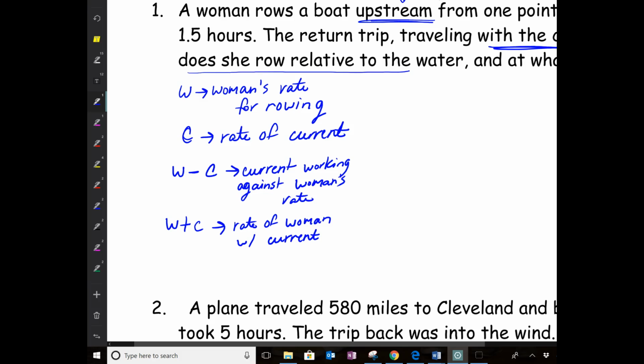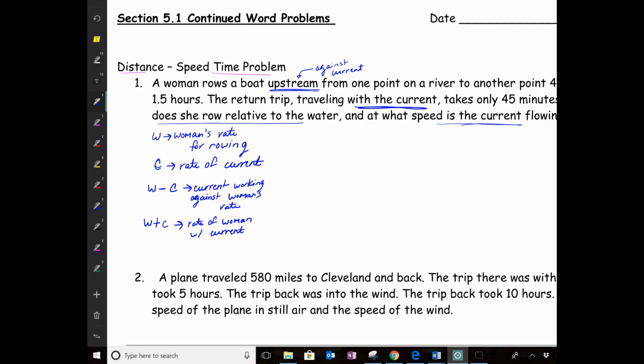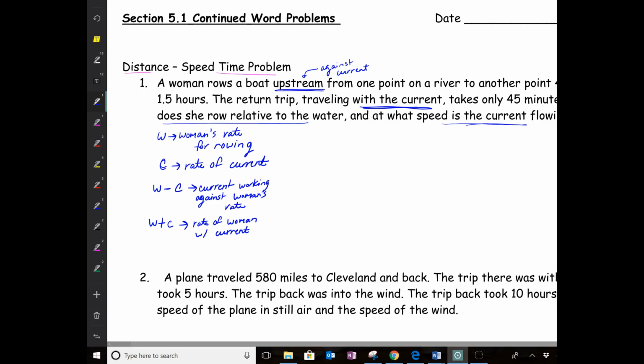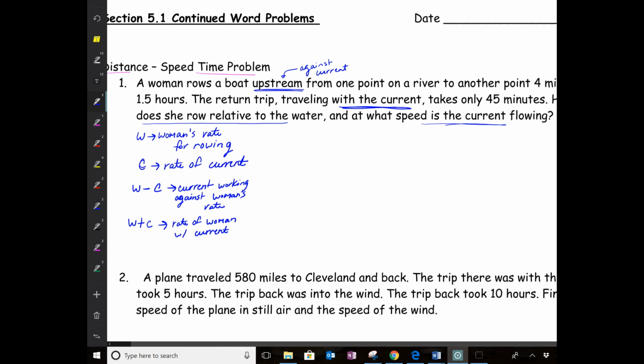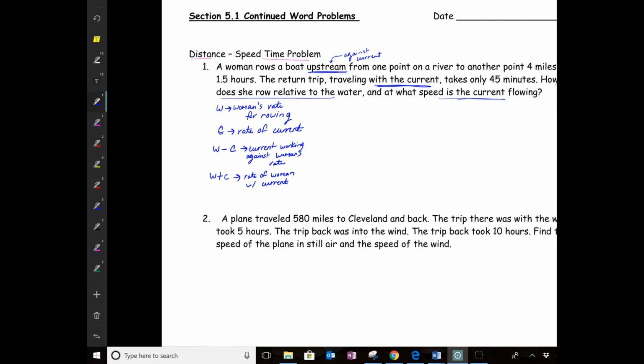So these are types of things you're going to want to define when you see a rate of flow. Either a plane flying against the wind or a boat working against the current. These are just things to think through. And now we want to set up our system that we can use to solve. So let's reread this first sentence. It says a woman rows a boat upstream from one point on a river to another 4 miles away in 1.5 hours. So I'm looking at a rate, which I've defined, in terms of distance and time.